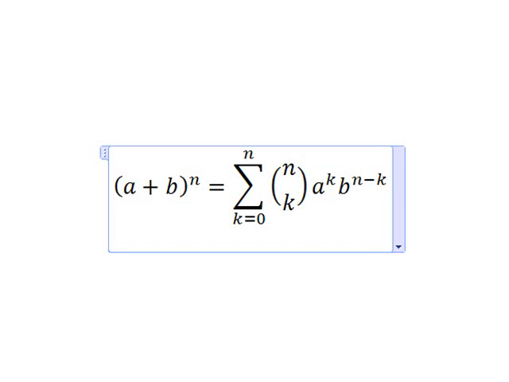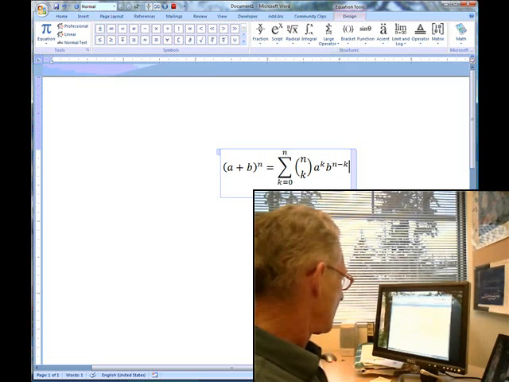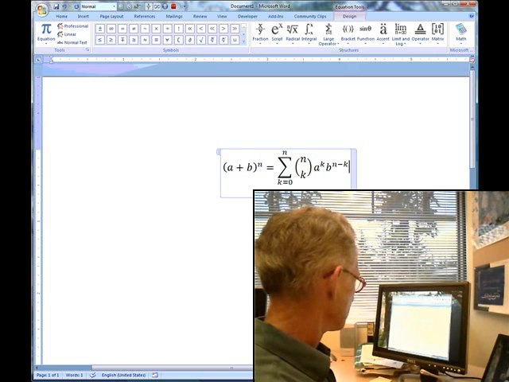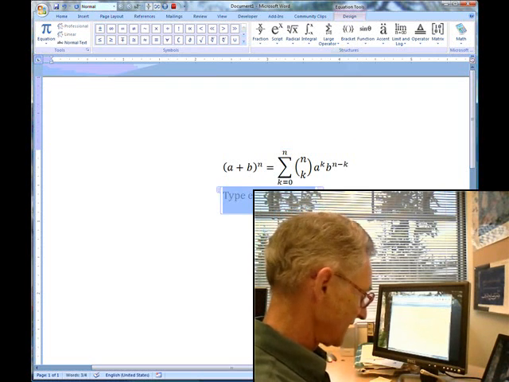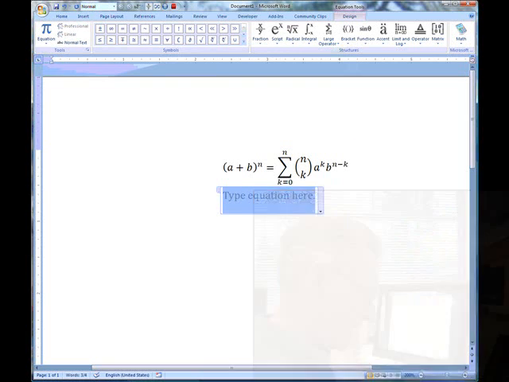So now I have the binomial theorem. As you can see, there are going to be n plus 1 terms in it. What I'd like to do now is put the integral equation down below it, and to keep it in the same math paragraph so that we can align it, I type a shift enter. So with shift enter, you see I have another equation coming up here.